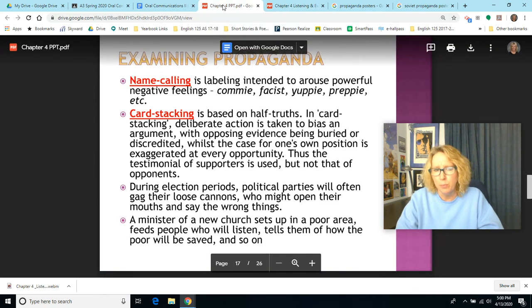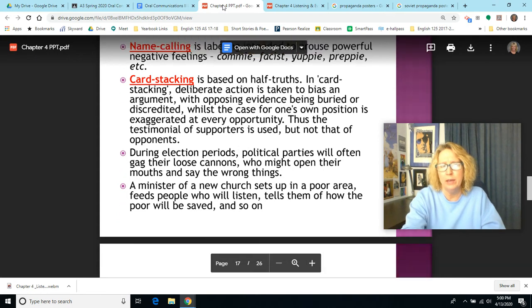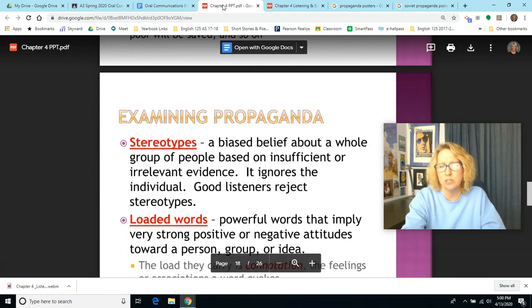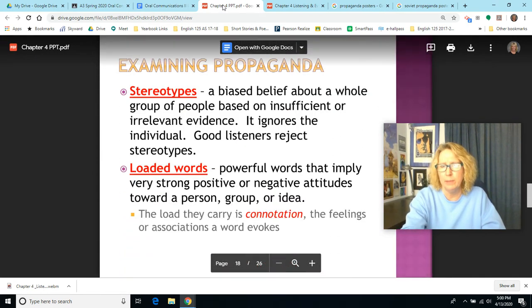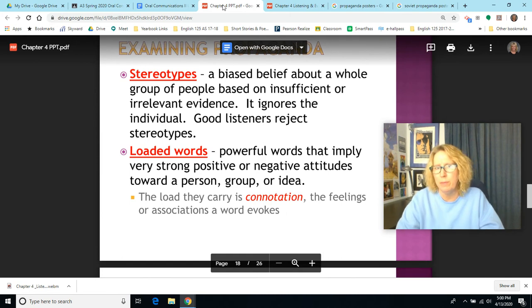In your PowerPoint, if you move ahead past those other examples for card stacking, a stereotype, again, it says, is based on a belief about a whole group of people. Like maybe here's one you could get, all women are bad drivers, something like that. Just a stereotype. It's not good at all.